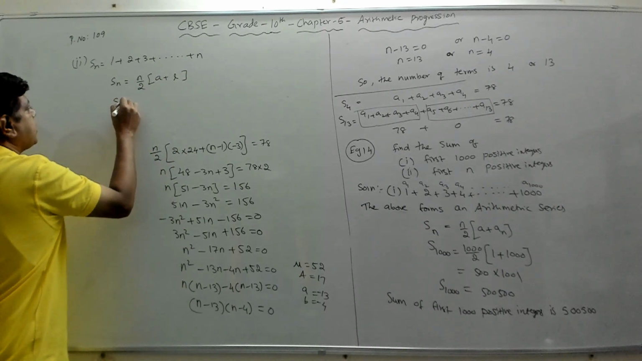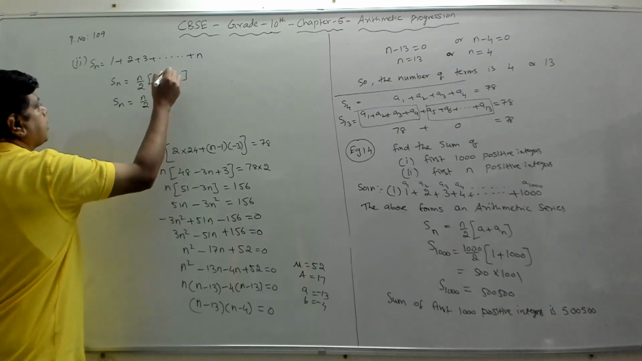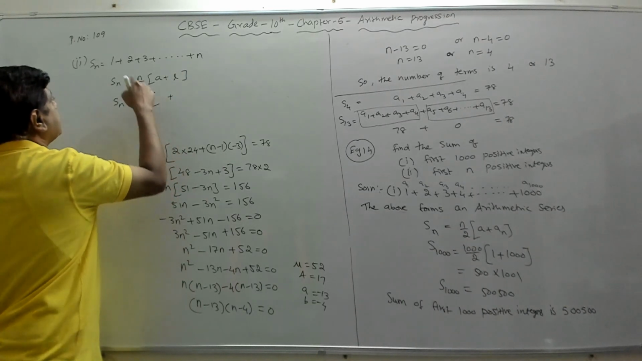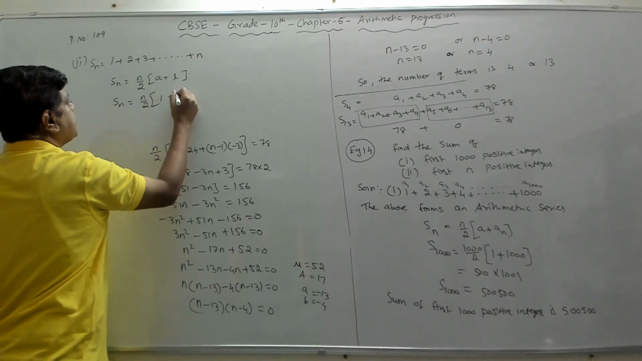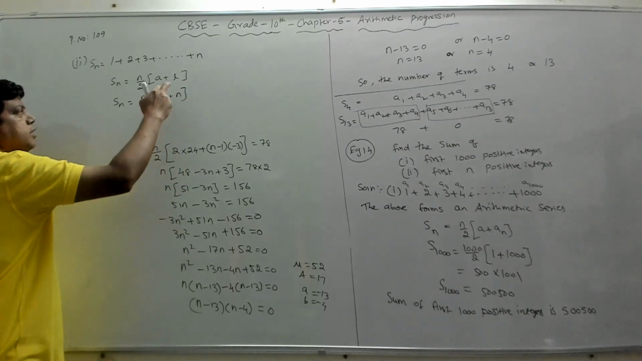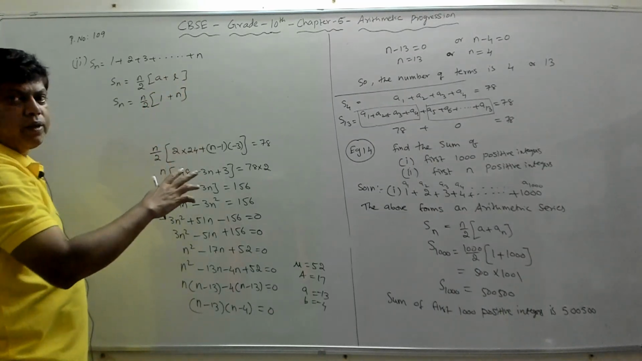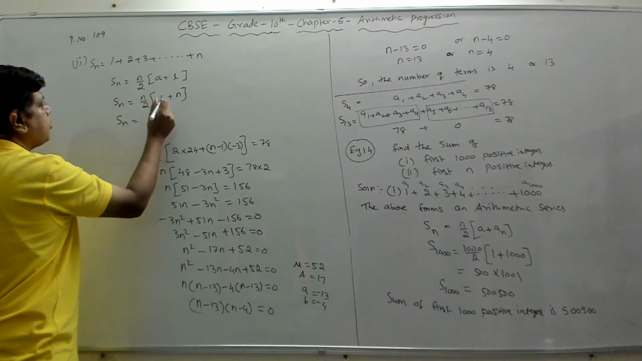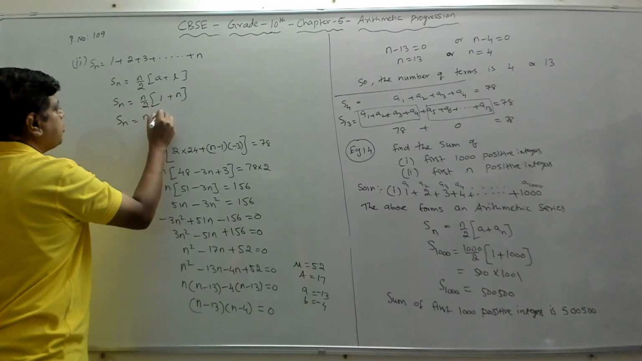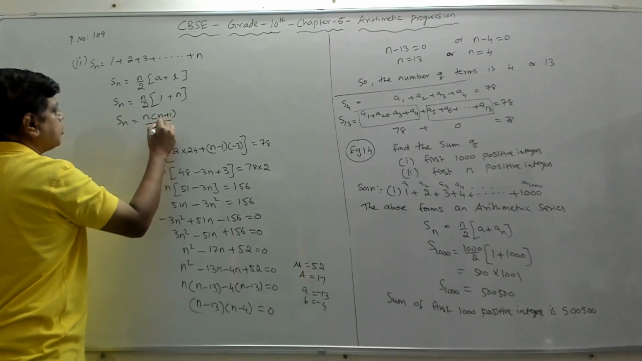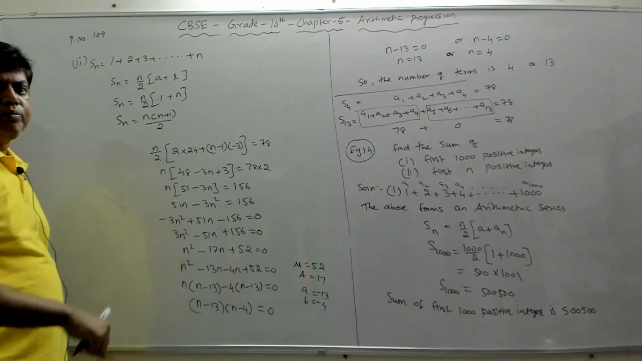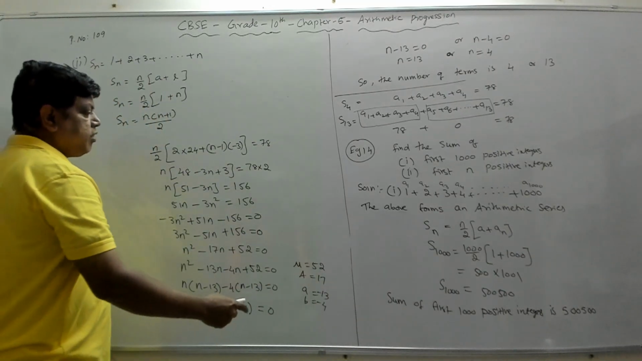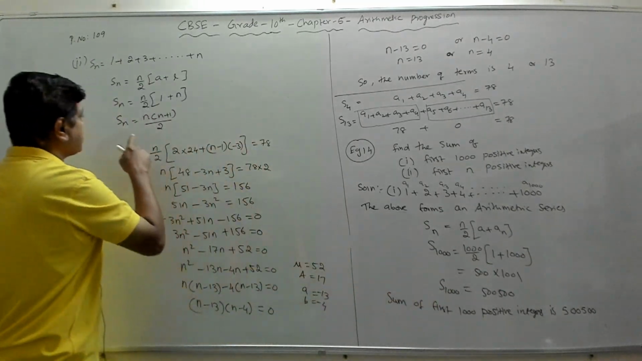So Sn equal to n by 2 into a plus the last term. a is 1 and the last term is n. You can also call this an. Both mean the same, an or L. So your Sn is equal to n into n plus 1 by 2. So this is the sum of the first n positive integers.